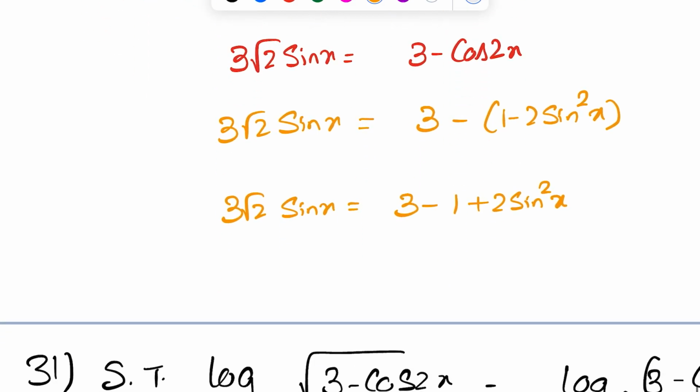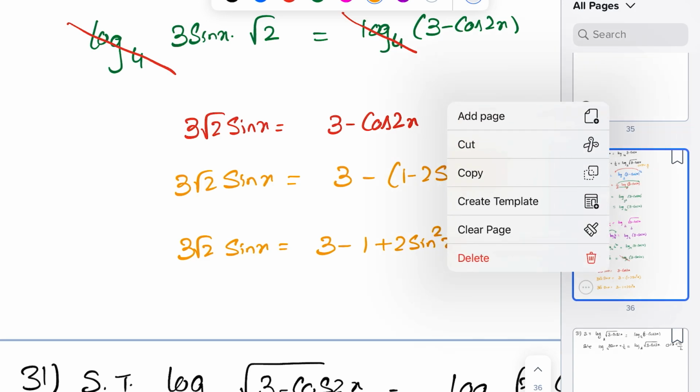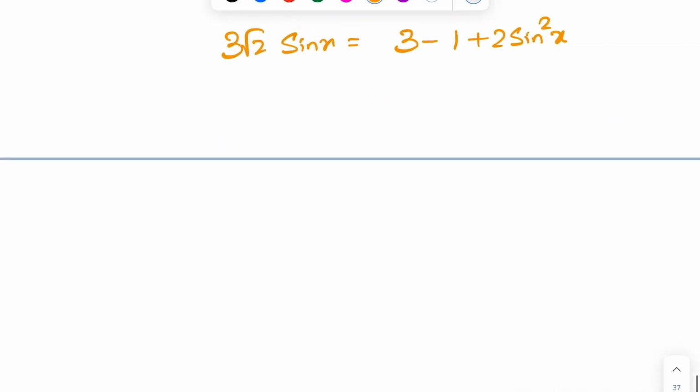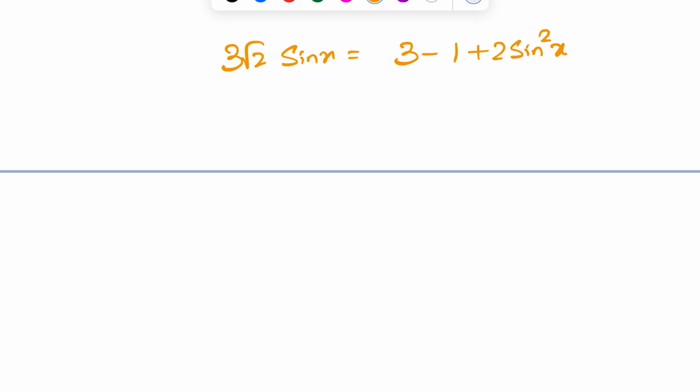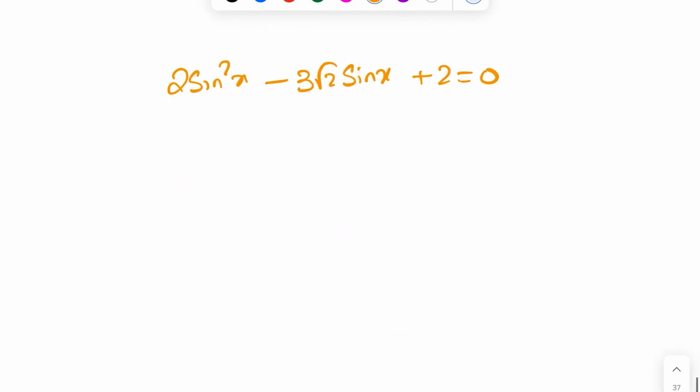So what do I get from there? It becomes 3 root 2 sin x equals 2 plus 2 sin square x. So I get a quadratic there: 2 sin square x minus 3 root 2 sin x plus 2 equals 0. As it is a quadratic, we solve the quadratic. We cannot factorize it out.